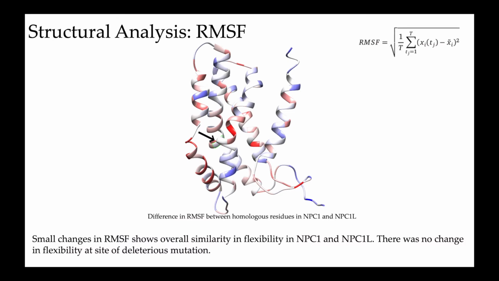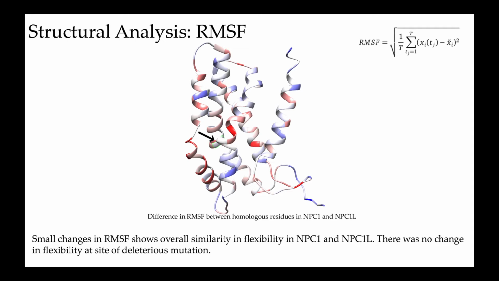First, let's look at RMSF, or root mean square fluctuation. This measures the average deviation of a particle, for example, a protein residue, over time from a reference position. Overall, that means that it just shows flexibility of the particular residue. In this figure, red means that there was an increase in NPC1-like, meaning that it's more flexible, and blue means that there was a decrease, or that it's less flexible in NPC1-like. Overall, these dull color changes mean that it's an overall really, really small change.